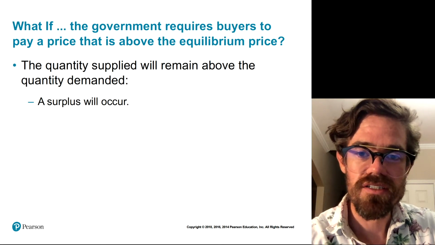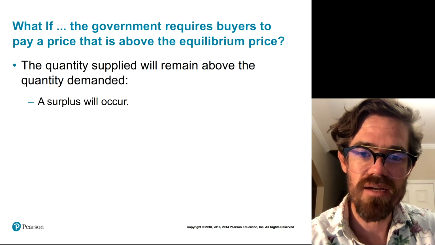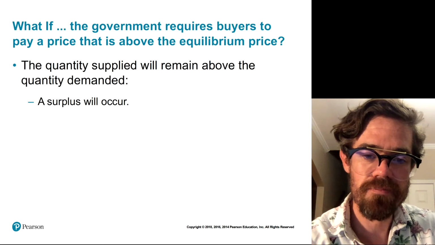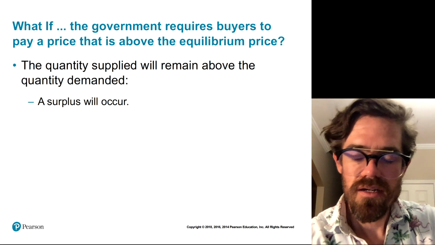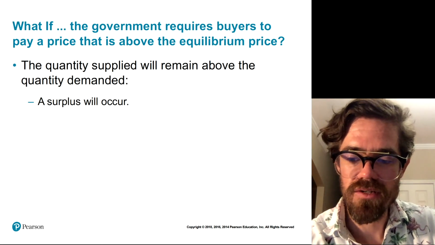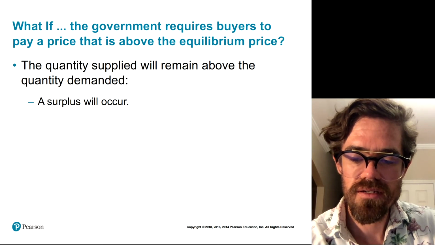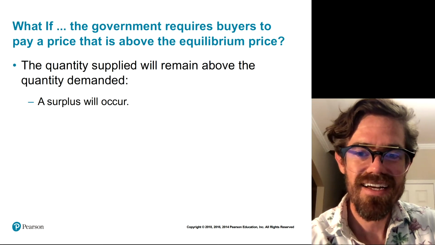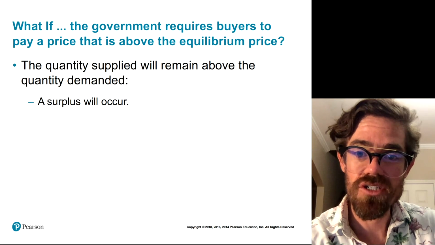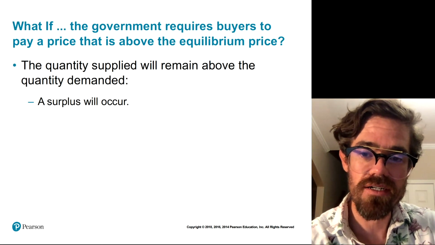So let me try and think of a real life example where the government tries to make us pay a price above equilibrium price. There's got to be a good one. Oh, minimum wage. So this is minimum wage.